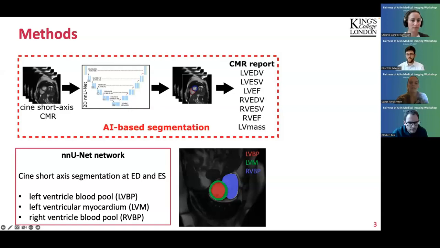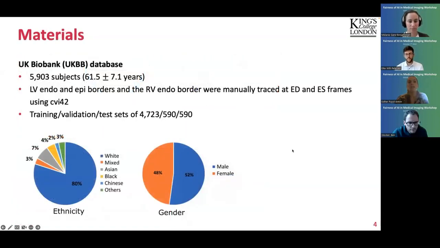For this task, we use the UK Biobank database, which has a particularity: it is well standardized. All the subjects have been scanned with the same scanner and the same protocol, so we take out all the extra bias that would come from different protocols. We also focus only on a subset of the healthy population, which in our case has around 5,900 cases, for which we have manual analysis made by clinicians.